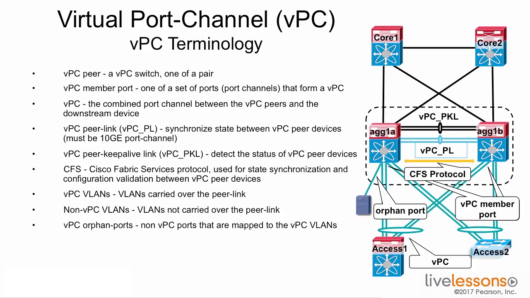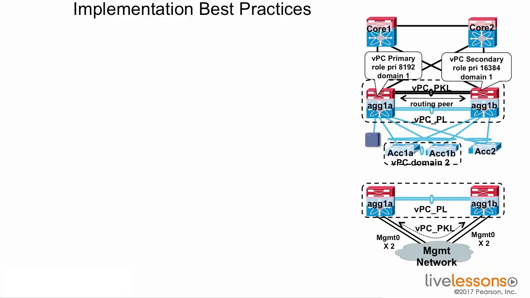vPC orphan ports are singly connected hosts that are not using vPCs, that are connected to the switch but are still using VLANs that are used in other vPC configurations. There are certain best practices that must be followed when you implement vPCs on a Nexus device.